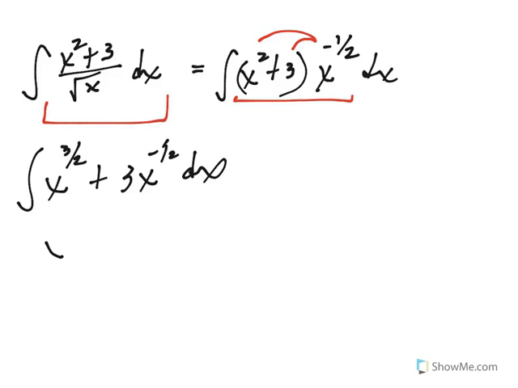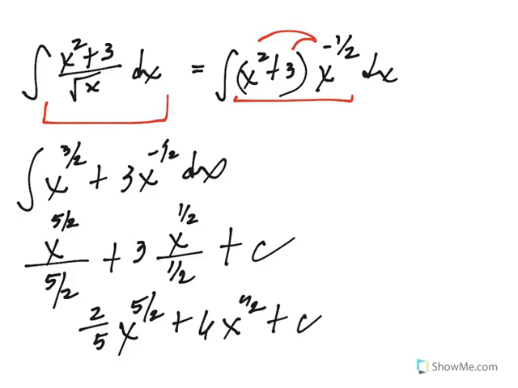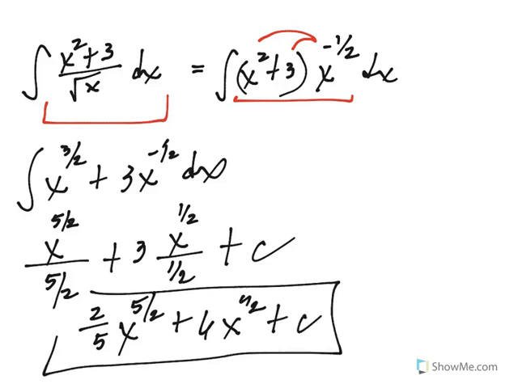So the first one is x to the power plus 1. That's 5/2 over 5/2. This is going to be plus 3 x to the power plus 1, which is positive 1/2, over positive 1/2, plus c. Those are complex fractions. I'd like you to copy-dot-flip them. This is 2/5 x to the 5/2 plus 6 x to the 1/2 plus c. And that is my final answer.